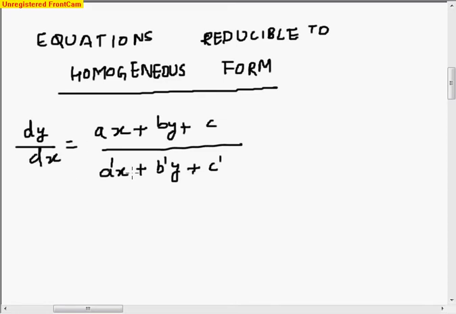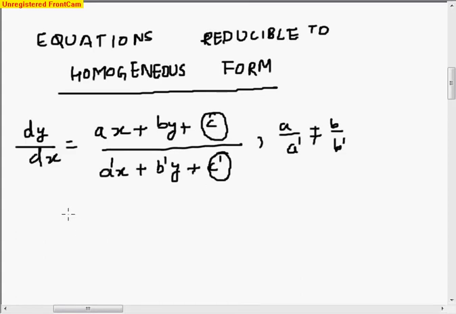Suppose that with the condition a upon a dash is not equal to b upon b dash. The case when a upon a dash is equal to b upon b dash is a very simple case and we'll discuss that later on. This equation is not homogeneous because of this c and c dash. If c and c dash are not there, then this is a homogeneous equation and we can solve it as we did in the homogeneous case. So if I can remove this c and c dash, then this equation will become homogeneous. So my basic aim is to eliminate this c and c dash. I have to make these two quantities zero.